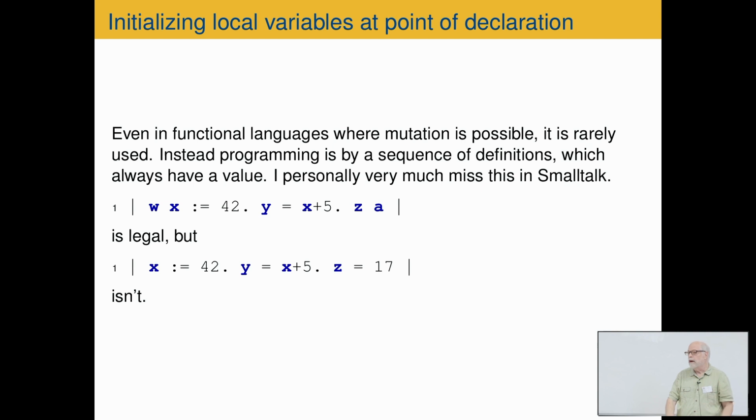So this is very, very common in functional programming. In fact, in functional programming, frequently people do no mutation, even in languages where they can. They just do a sequence of declarations and build up the values as they go.